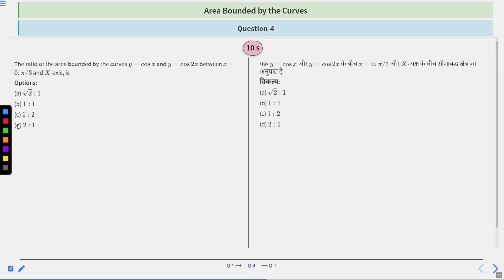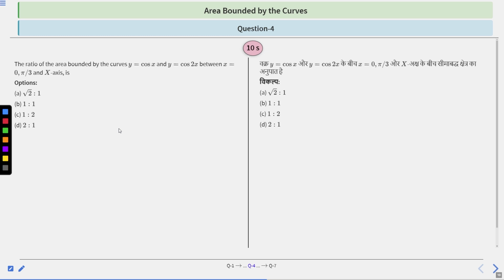Okay. Let's move to the next question. Question number 4, which says the ratio of area bounded by the curves y is equal to cos x and y is equal to cos 2x between x equal to 0, pi by 3 and x axis is. So we have to basically calculate the ratio of area bounded by the curves y equal to cos x and y equal to cos 2x between x equal to 0 and x equal to pi by 3.